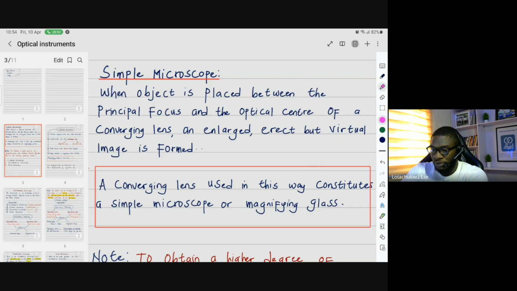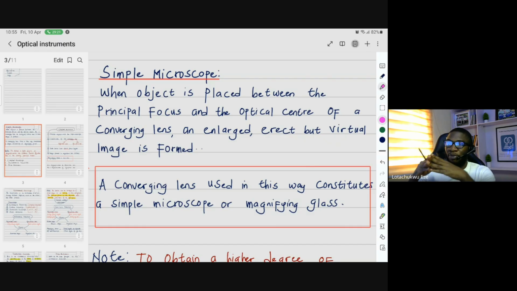All right. So now, a simple microscope, in simple terms, is simply when you have the object placed between the principal focus and the optical center. So when we want to form that kind of instrument, that is the principle behind it. So a converging lens used in this way constitutes a simple microscope or a magnifying glass.